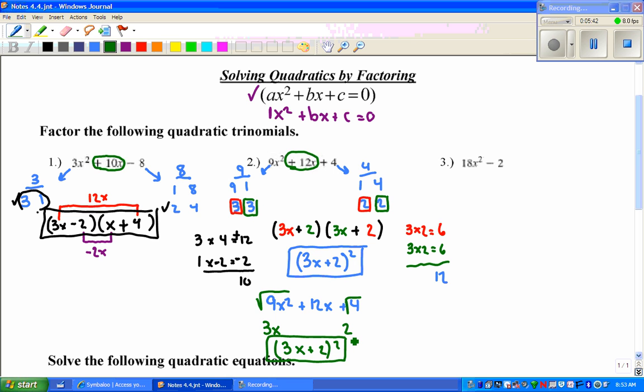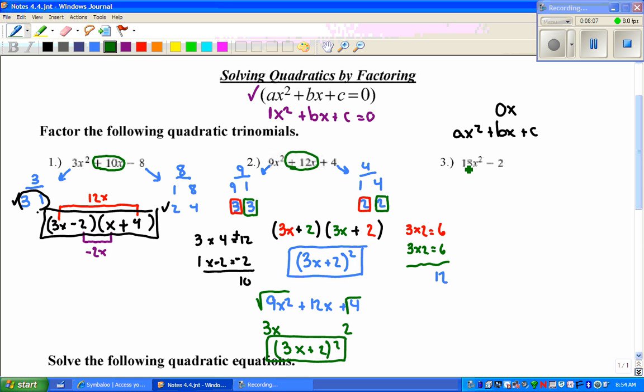Okay? All right, next one. We have 18x squared minus 2. Now you'll notice this one, you've got ax squared plus bx plus c, but this one is missing my bx term. It means that there are 0 x's in the middle. That's okay. I'm going to show you a trick for this one, because this one should turn out to be the difference of two squares.